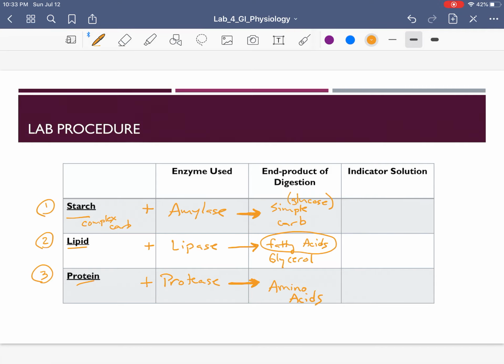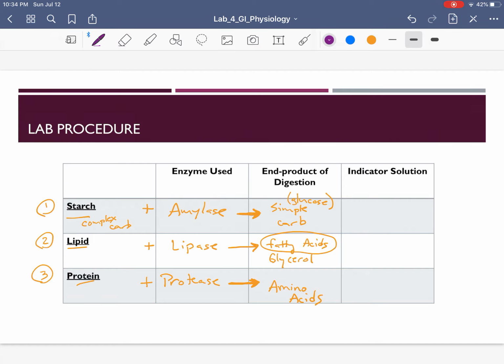This, ladies and gentlemen, is the overall thing of what we're doing in this lab. Taking a nutrient, adding the enzyme, and waiting until that big nutrient that we started with is broken down into its smallest structural part.